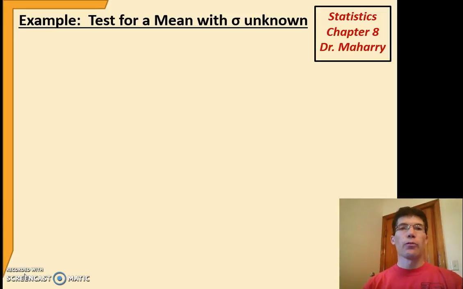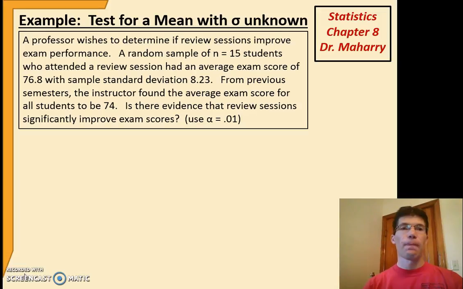So if we look at an example for a test of a mean with sigma unknown, so a t-test here. Suppose a professor wants to determine if review sessions help exam performance. So he samples 15 students who attended a review session, and their average exam score was 76.8, with sample standard deviation 8.23. Now suppose from previous semesters the instructor went back and looked at average exam scores and the average was 74. Is there evidence review sessions significantly improve exam scores?